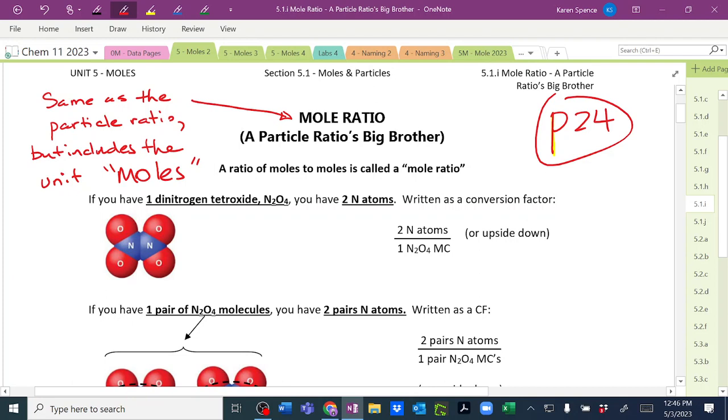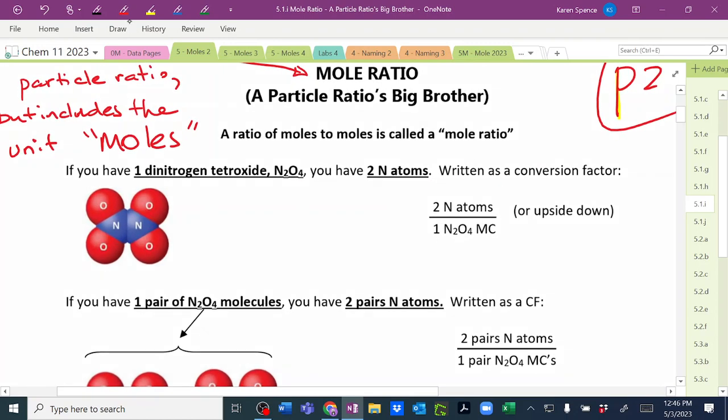So if we have a molecule of dinitrogen tetroxide, you can see that we have 2 nitrogen atoms, yes? Okay, so we have 2 nitrogen atoms in the 1 N2O4 molecule. We have a 2-to-1 ratio. That's our particle ratio.